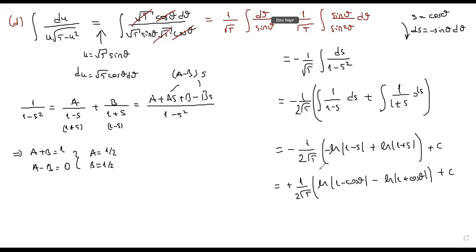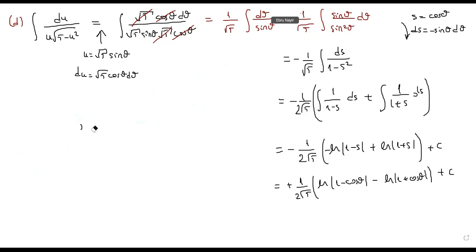Now, what about this cosinus theta? We know u is equal to square root of 5 times sinus theta. Again, we will use that triangle trick. So let's write it here. Now, again, we have this triangle. So it gives that sinus theta is equal to u over square root of 5, right? So we have u here and square root of 5 there.